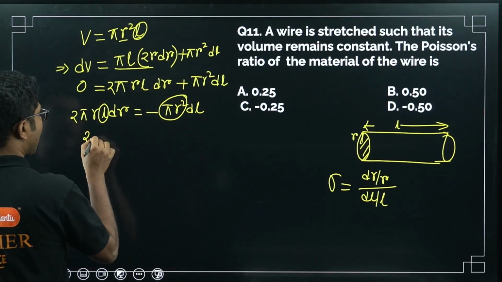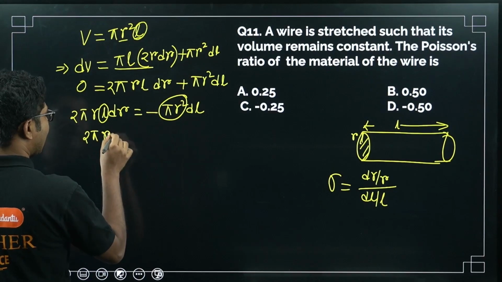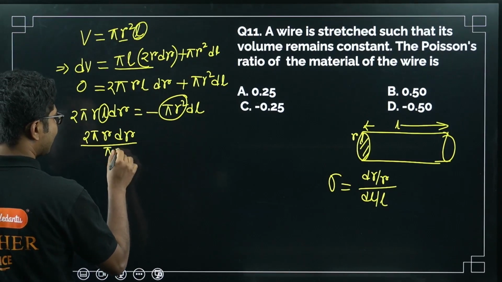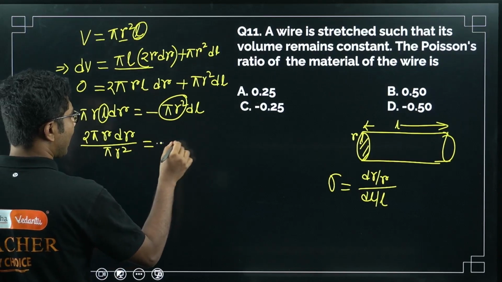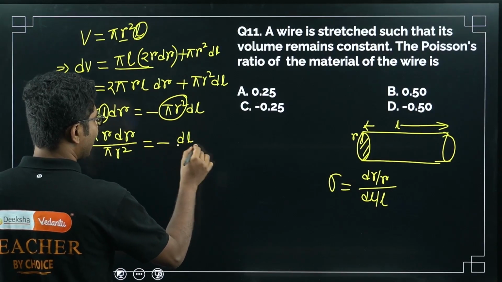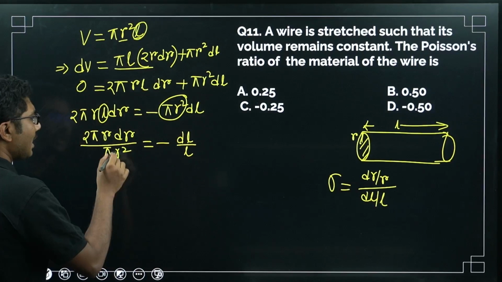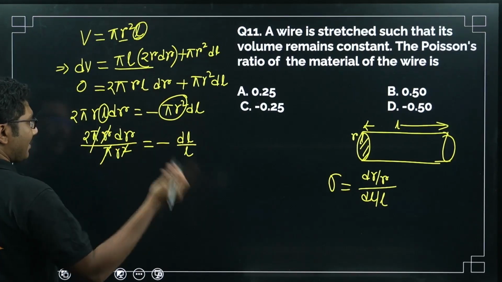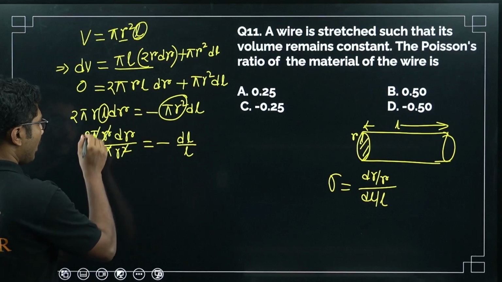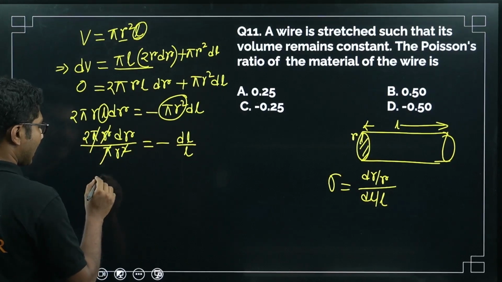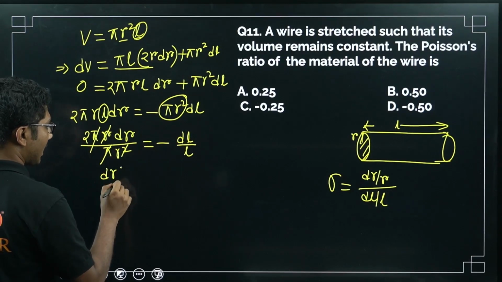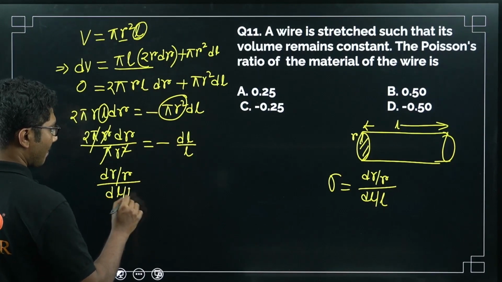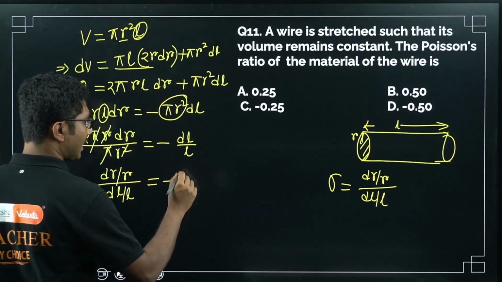So 2 pi r dr divided by pi r square equals minus dl by L. The rest is only some mathematical arrangement. So what we are trying to find is dr by r divided by dl by L, and that will be equal to minus half.